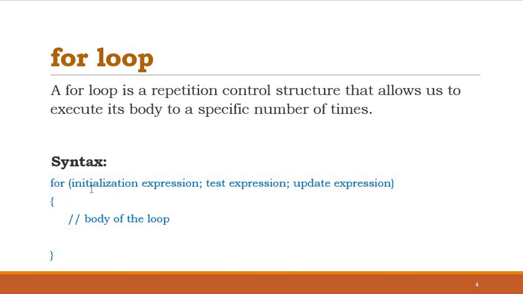Now let me tell you what the initialization expression, test expression, and update expression are. For that, we can discuss the flow of execution of the for loop. What will be the flow of execution, when we go to the initialization expression, and then what the test expression is. All these things we are going to discuss now.